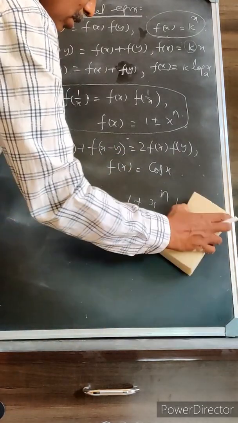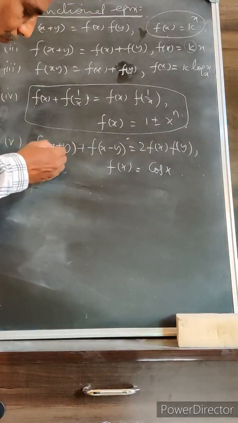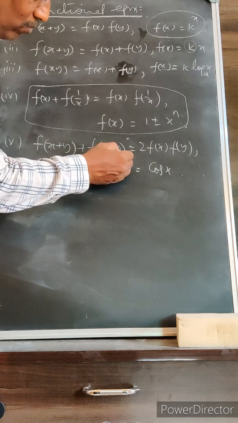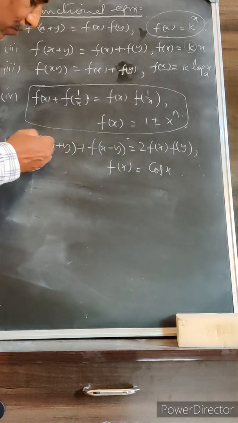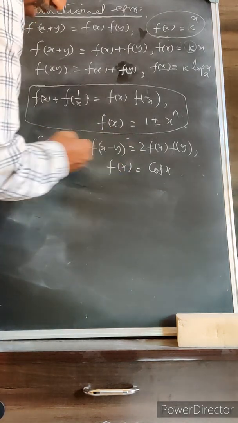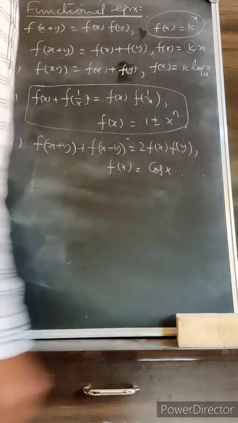Which one to be chosen among these two depends upon the given condition in the problem. And the last one is, if f of x plus y and f of x minus y are added together, if f of x plus y plus f of x minus y is given as the sum, then it will be equal to 2 times f of x into f of y.